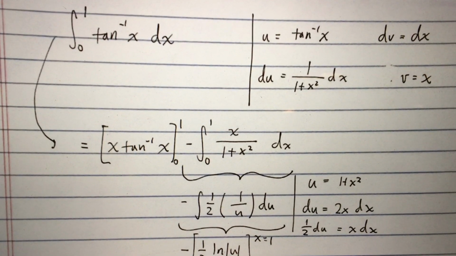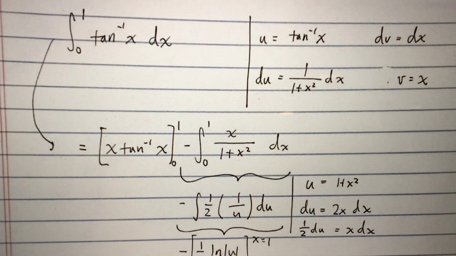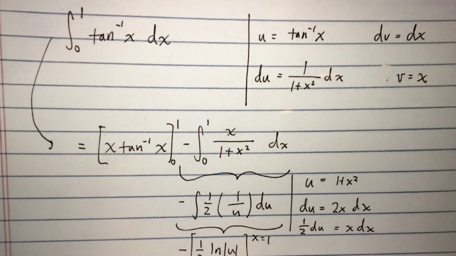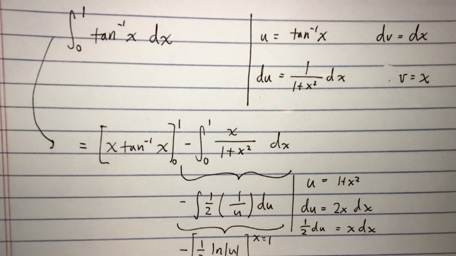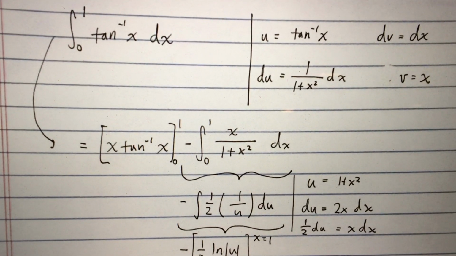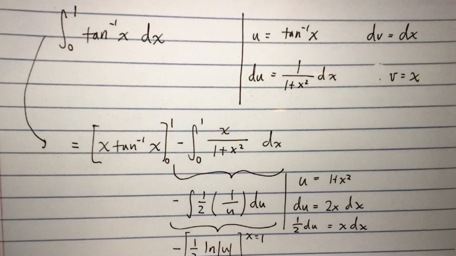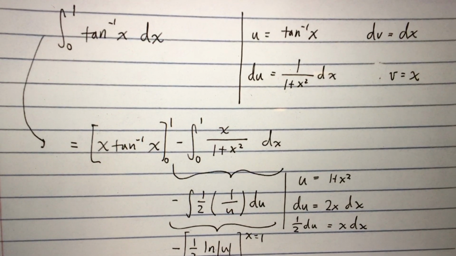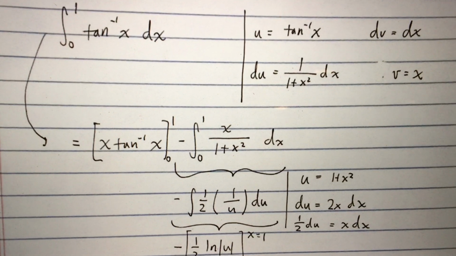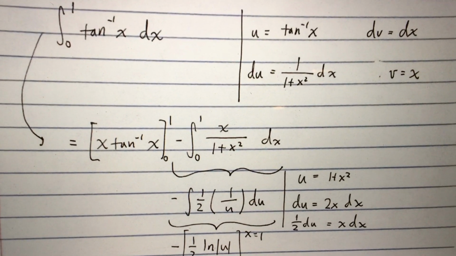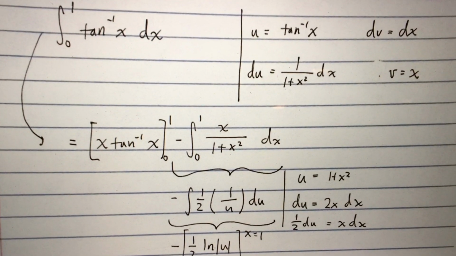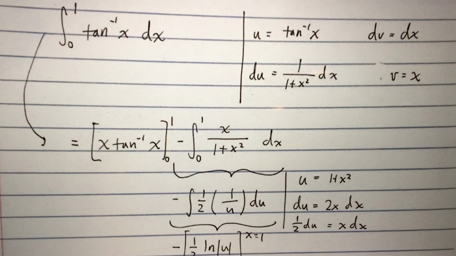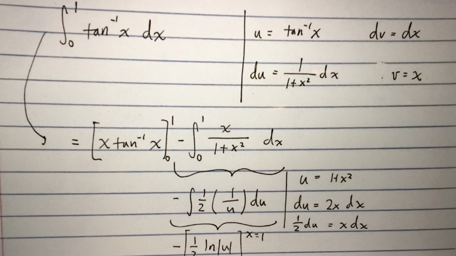So now watch what happens when you use the integration by parts formula. You get that the integral is equal to uv, x times the inverse tangent of x, from 0 to 1, since we do have those limits of integration to plug in, minus the integral of v du from 0 to 1, and that one is x times 1 over 1 plus x squared. So x over 1 plus x squared dx, which now allows a u substitution.